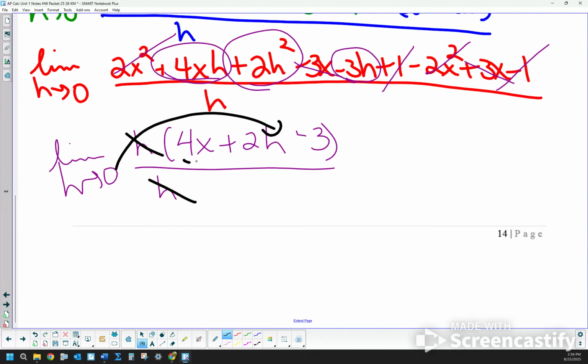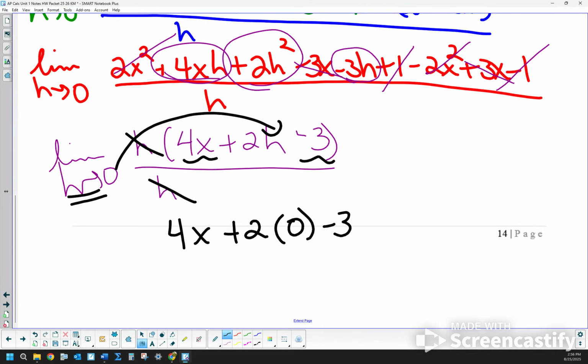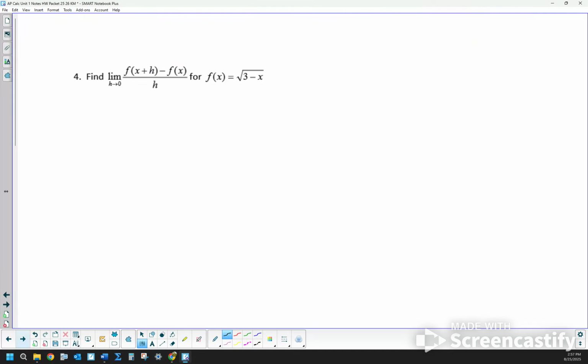So h is 0. This does not change. So it's just 4x plus 2, because this is h approaches 0. It's not x approaches 0. So 0 minus 3. So your answer is then 4x minus 3. And so we're just practicing some algebra with average rate of change and the difference quotient. And so I'll go ahead and work through numbers 4 and 5 real quick.